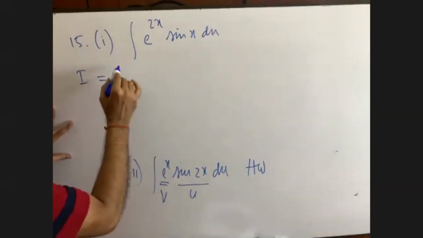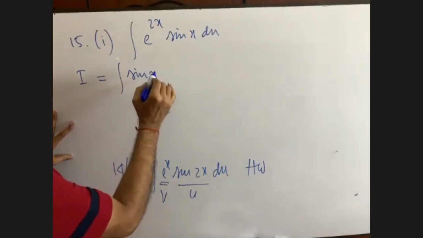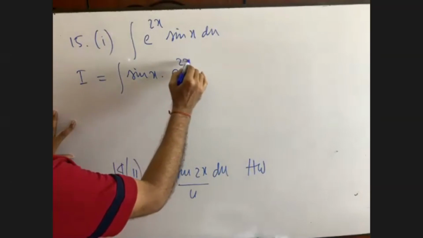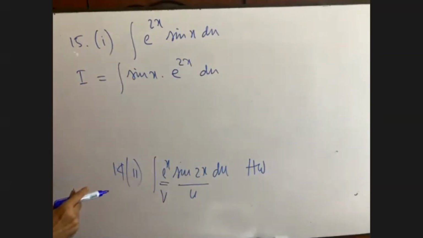Okay. Anyway, I'm again going to show it. This is sin x, and this is e to the power 2x. This is dx.